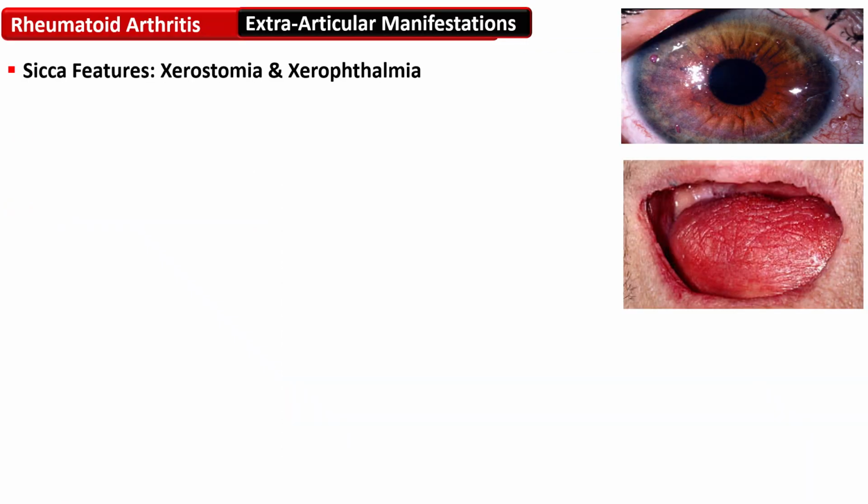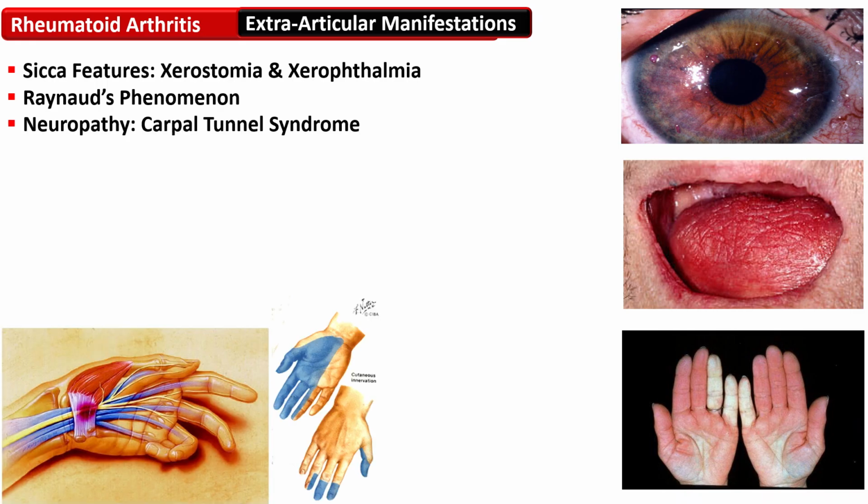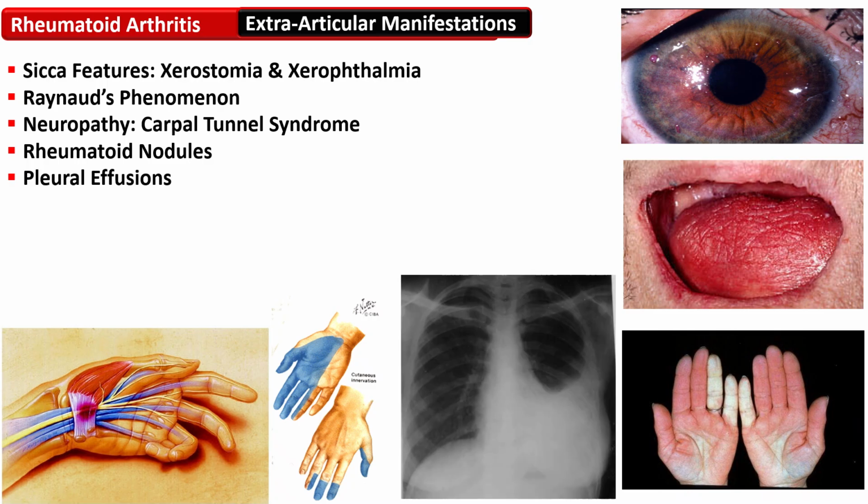As it is a multi-system disorder, it frequently exhibits extra-articular features such as sicca features, dryness of the eye and dryness of the mouth. And also there is Raynaud's phenomena, carpal tunnel syndrome, rheumatoid nodule, which we have seen in many pictures in earlier slides. They are present in many sites, and pleural effusion is also present with rheumatoid vasculitis.